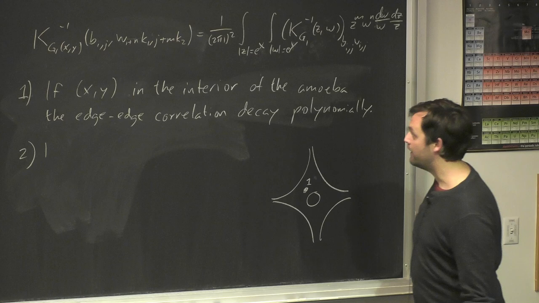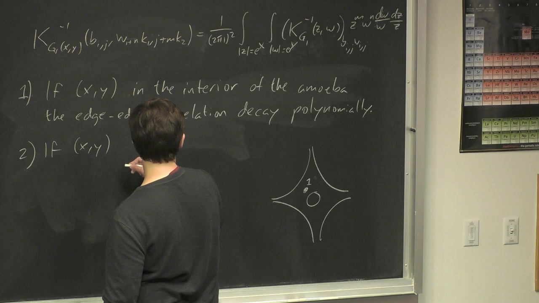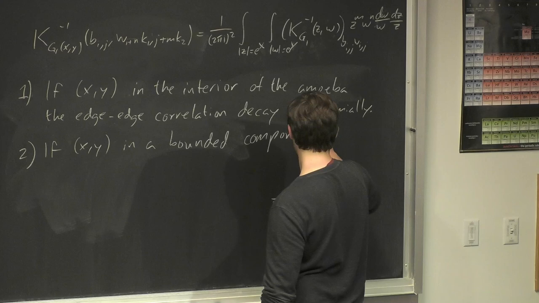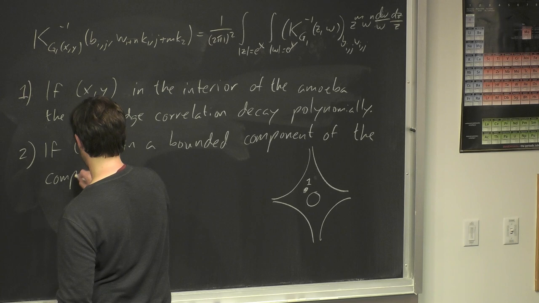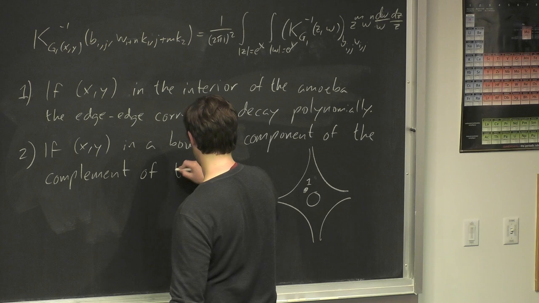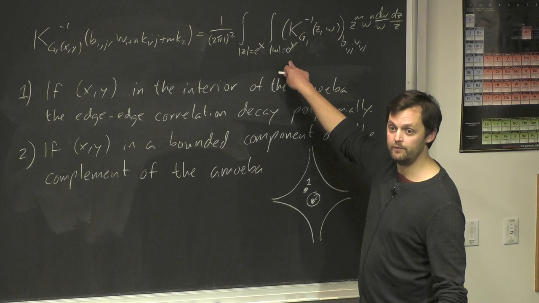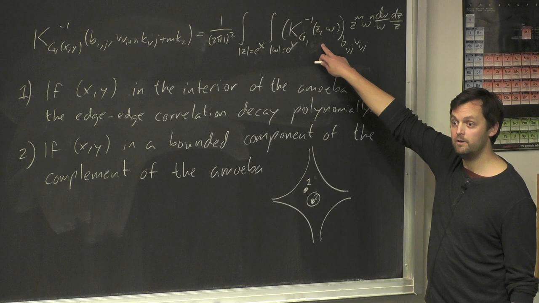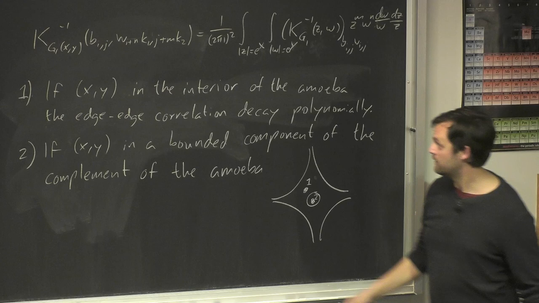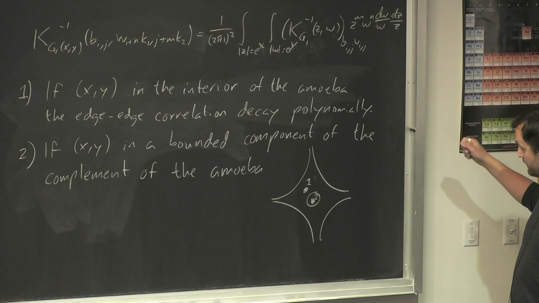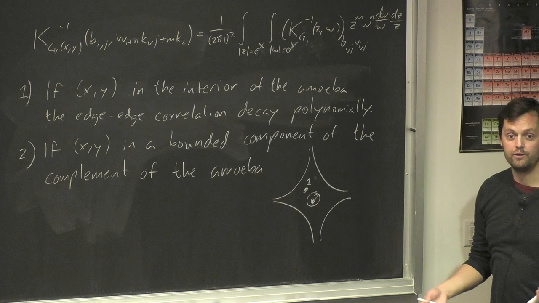While if x and y is in a bounded component of the complement of the amoeba, so we are somewhere in here, then on these curves, this is invertible everywhere. So this is just a rational function, and it's a smooth function in particular. So when m and n increase, which we need to do to look at the edge-edge correlations, the distance between edges increases, then this is a smooth function, and the Fourier coefficients of a smooth function decay rapidly, they decay exponentially.